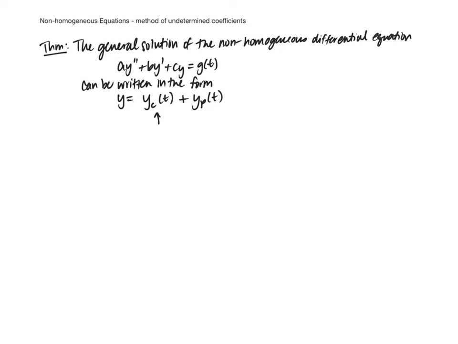So this is the complementary solution. Or in other words, it's the general solution to the corresponding homogeneous differential equation. And Yp of T is the particular solution. And this particular solution is going to depend on the form that this G of T takes. So let's write that down in words.